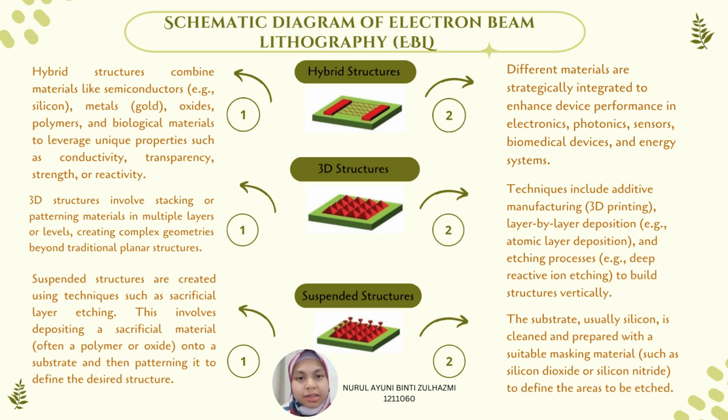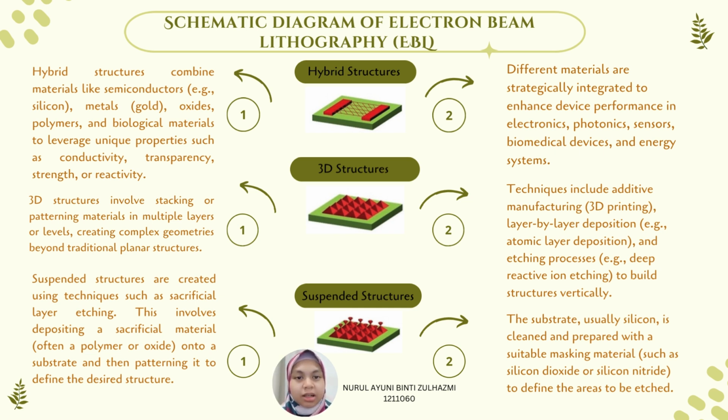3D structures involve stacking or patterning materials in multiple layers or levels, creating complex geometries beyond traditional planar structures. Techniques include additive manufacturing, 3D printing, layer-by-layer deposition like atomic layer deposition, and etching processes, for example deep reactive ion etching, to build structures vertically.